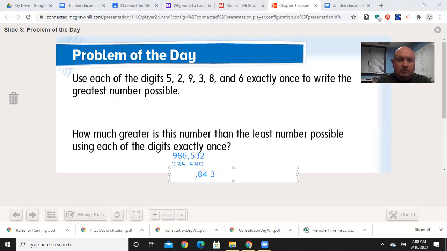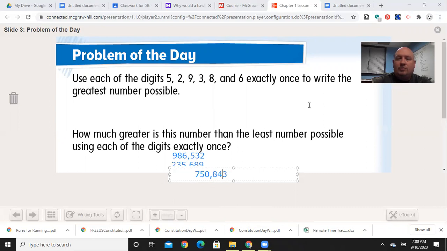Now we go over here. 5 minus 5 is 0. 8 minus 3 is 5. And 9 minus 2 is 7. 750,843 is the difference between 986,532 minus 235,689.